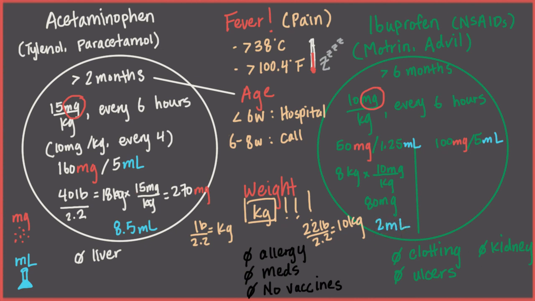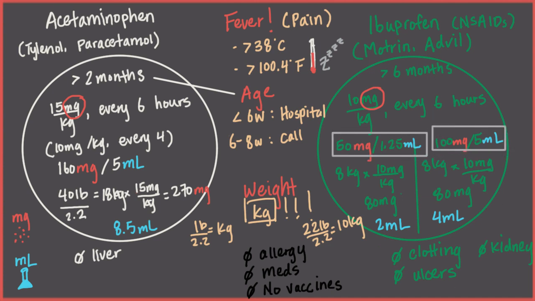Same child, same weight. Let's just do this one more time. 8 kilos times 10 milligrams per kilo is also 80 milligrams. But here, because you have 100 milligrams in 5, then to give 80, you need 4. So the 2 mL and the 4 mLs here give the exact same amount of ibuprofen. You can give either one, but just, again, please look at the concentration. So this is how you calculate the dose for these two.